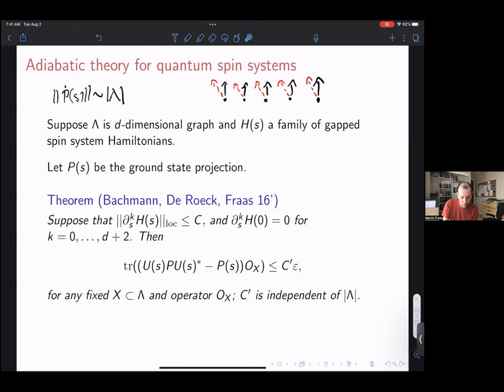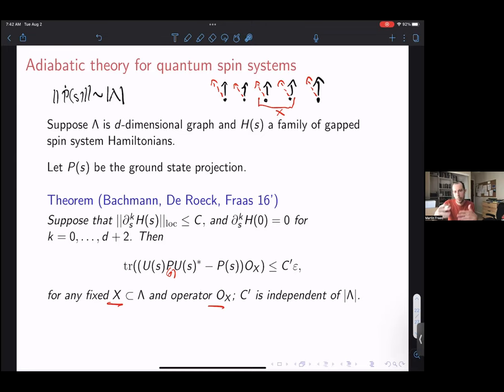And this is what the theorem that we proved with Bachmann and De Roeck in 2016 gives you. If you have sufficient smoothness, and I will come back to it, but I want to first say what the result is. Then you still have that the time evolution of the projection from time zero, subtracted from the projection at time s, is small, but only in the local topology where you compute the trace of this object with a local operator O_X, where this operator O_X acts only on some finite subset of the lattice. Maybe X is just these two spins. Maybe this is X. So maybe X is an operator that acts only on two spins. And you can't get better.